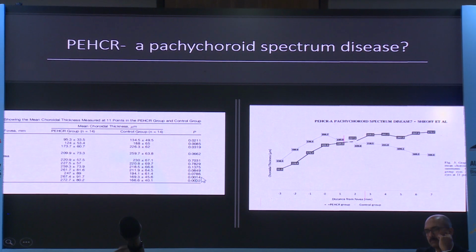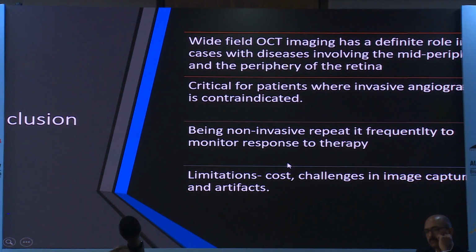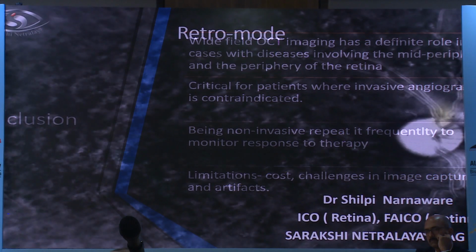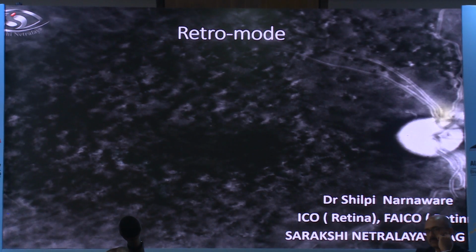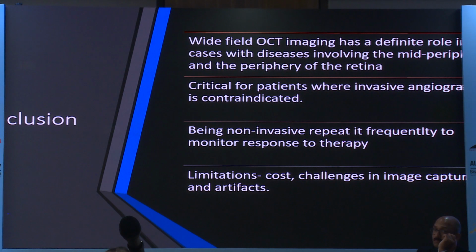This is just a table and a graph from this same article. So just to conclude, widefield OCT has a definite role in diseases involving the mid-periphery and the periphery, critical for patients where invasive angiography is contraindicated and where you don't want to subject the patient on follow-up to an invasive test. And response to therapy is amazing. You can do it frequently. Of course, the cost, the artifacts, and the challenges in capturing the image remain the bugbears of this technique. Thank you.